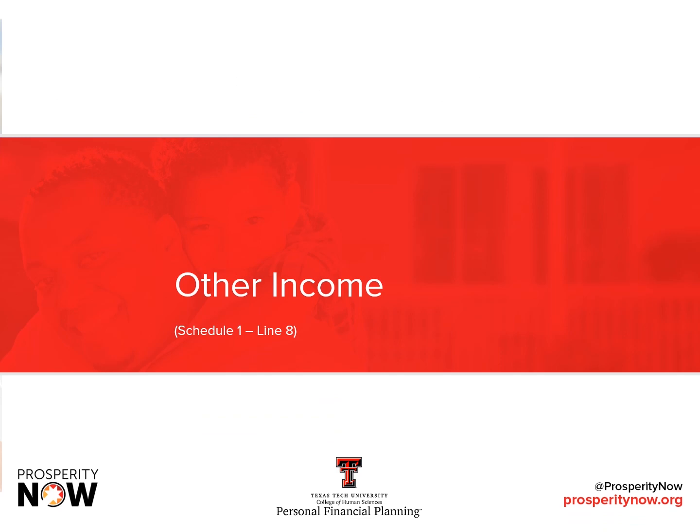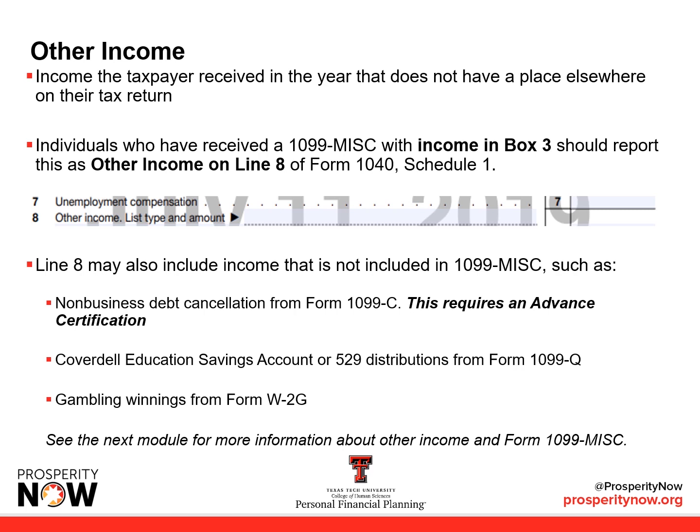And be sure to enter any federal or state income tax withholding in box 4. Next, we'll talk about other income, which is line 8 of the Schedule 1. Other income is the income that the taxpayer received in the year that does not have a place somewhere else on their return. Individuals who received a 1099 miscellaneous with income in box 3 should report this as other income on line 8 of the Form 1040 Schedule 1.